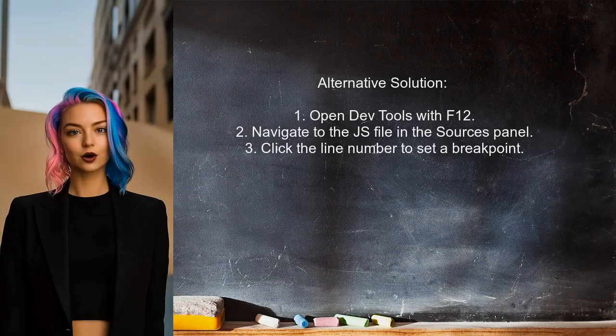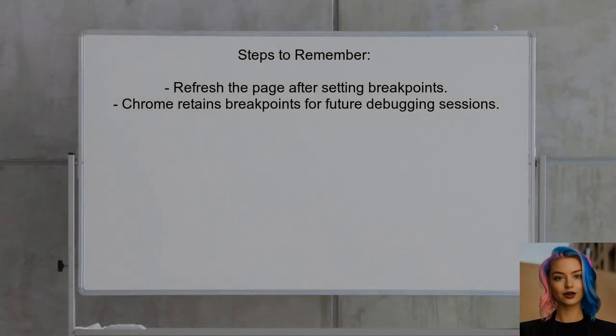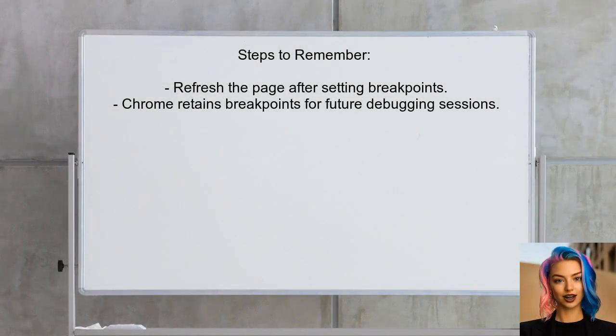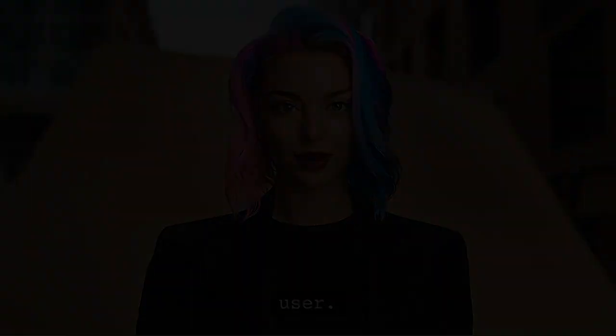An alternative approach suggests a simple method for setting breakpoints directly in Chrome. You can click on the line number in the Sources panel of DevTools to add a breakpoint. Once you've set your breakpoints, refresh the page. Chrome will remember where you placed them and will stop at those points during execution. Let's take a look at an answer from another user.